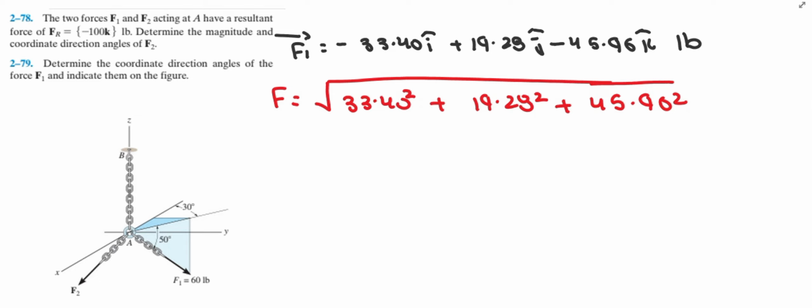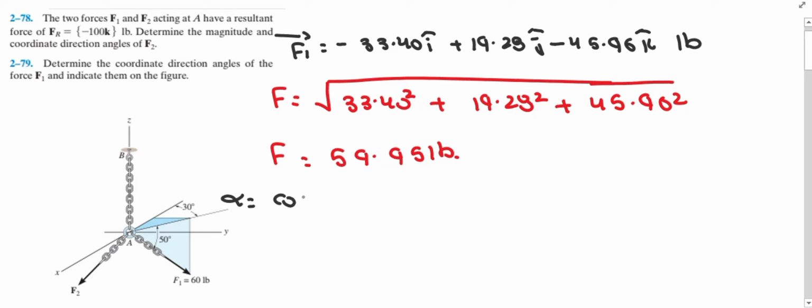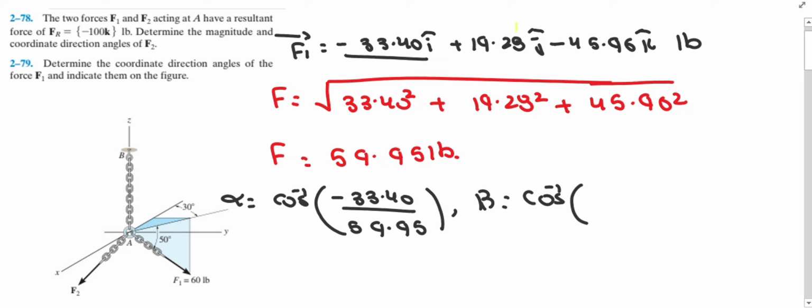So the value of F is nothing but 59.95 pounds. Now, what about the coordinate direction angles? It is very simple. Alpha, which is equal to cos inverse Fx upon F. The value of Fx is negative 33.40. So this one becomes negative 33.40 divided by 59.95, comma beta, which is equal to cos inverse Fy upon F. The value of Fy is 19.28. So it will become 19.28 divided by 59.95. And lastly, the value of gamma, which is equal to cos inverse Fz upon F.